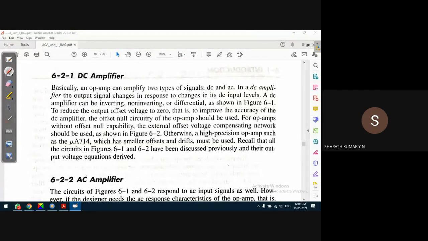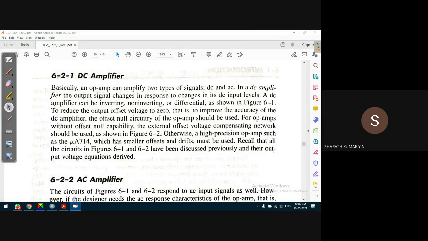To reduce the output offset voltage to zero, and that is to improve the accuracy of the DC amplifier, the offset null circuitry of the op-amp should be used, which we have discussed earlier. Let us not go into that. Assuming that the output offset voltage is zero, let us discuss. For op-amps without offset null capability, external offset compensating components have to be used. Otherwise, a high precision op-amp like 714 can be used, which has better offset nulling capability, smaller offsets and drifts. That's about the DC amplifiers.